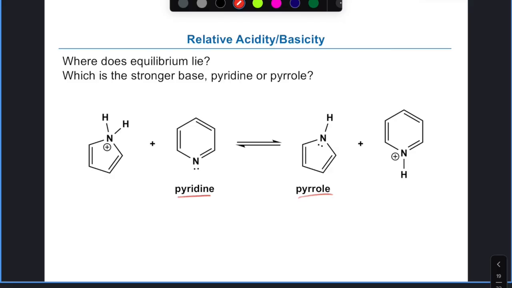Take a moment, discuss it with the person next to you. Why do you think it's left or right, and what's your rationale? What are you using to basically say which cation is more stable?